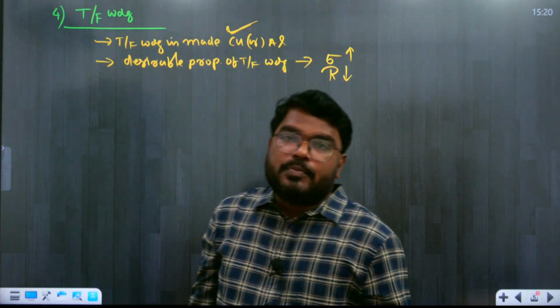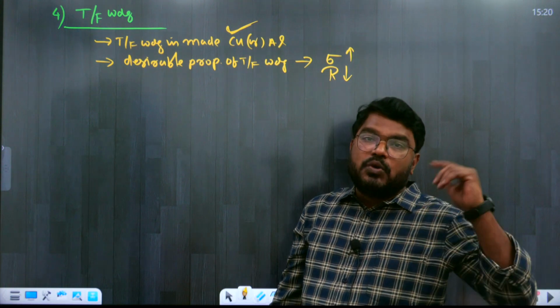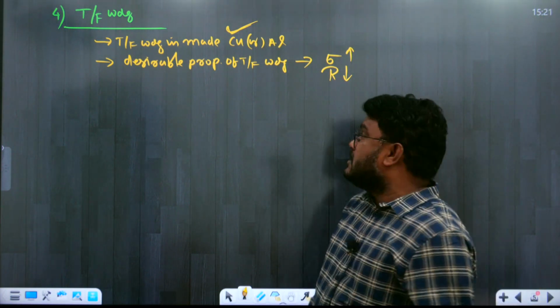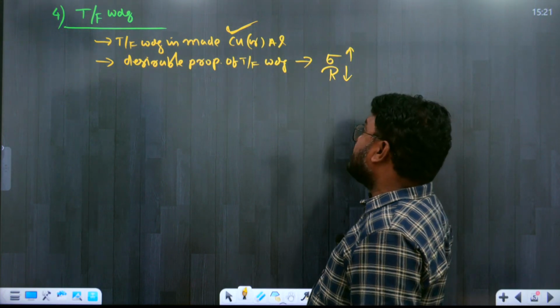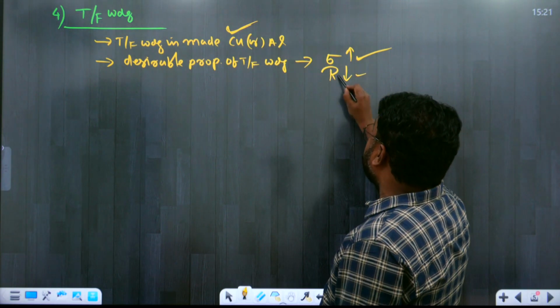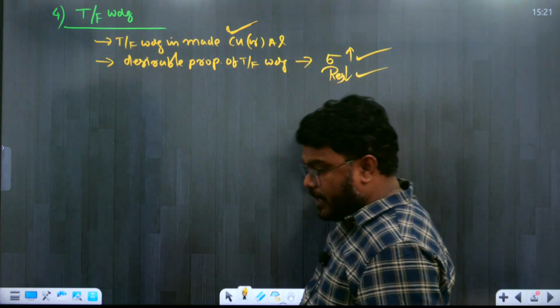And what are the desirable properties of the transformer core? A high value of permeability and a low value of reluctance. But the desirable properties of the transformer winding are a high value of conductivity and a low value of resistance. These are the two parameters.